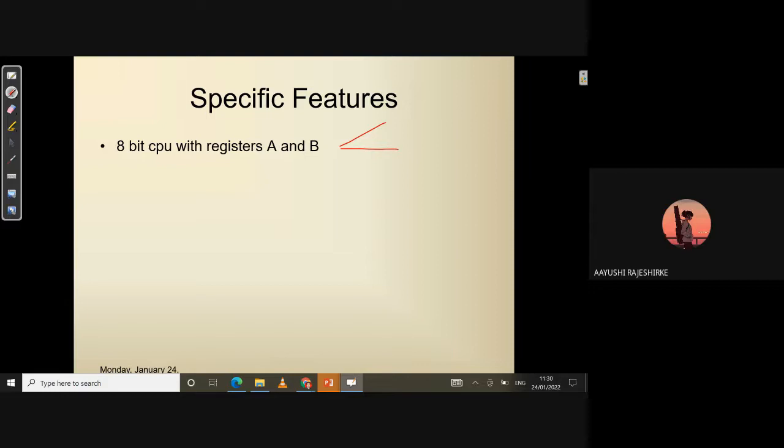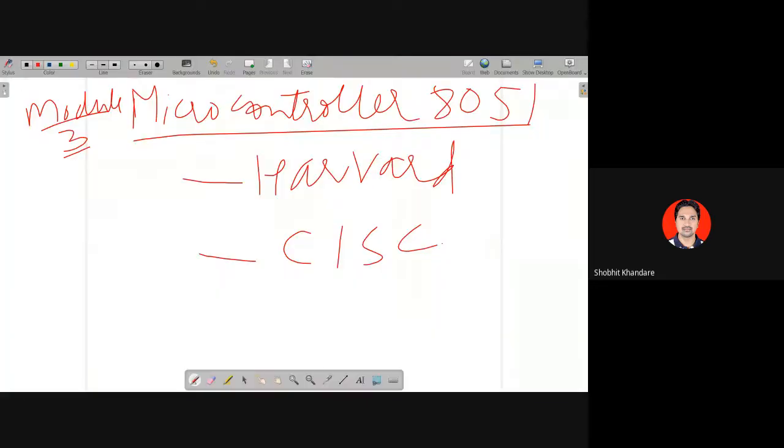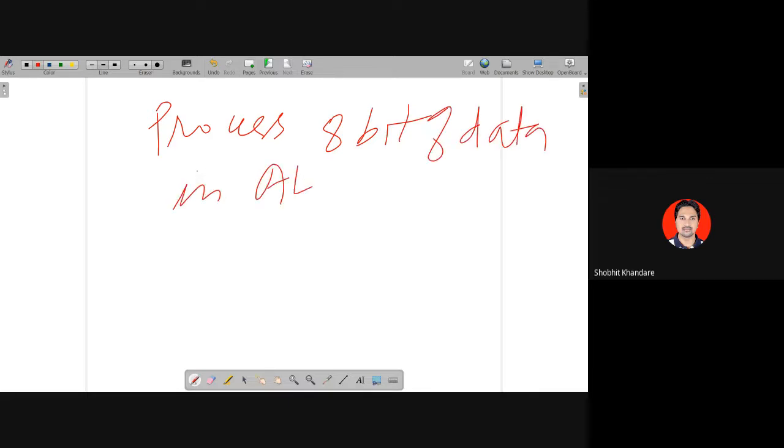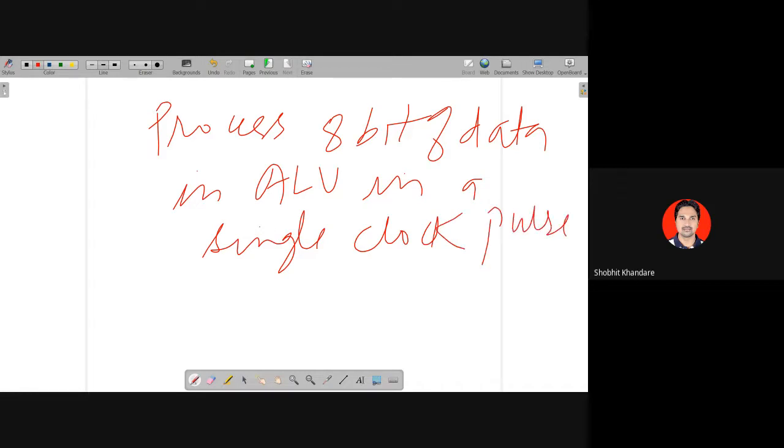So no one has the answer for this. 8-bit का data. ALU is 8-bit. Yes, ALU is of 8-bit. या फिर आप ऐसा बोलो, your ALU can process 8 bit of data simultaneously or in a single cycle. So you should say your microcontroller can process 8 bit of data in ALU in a single clock pulse.